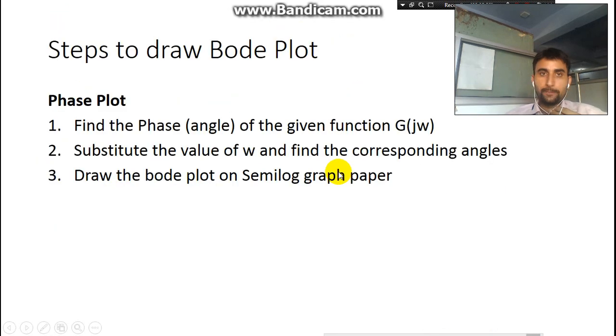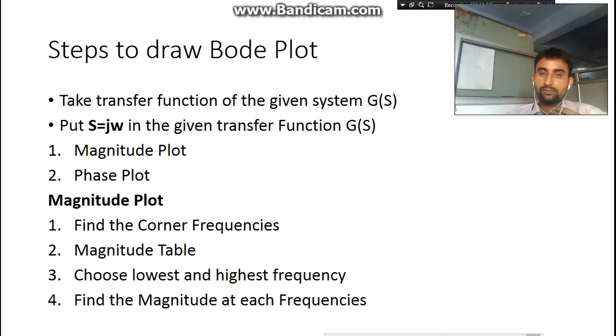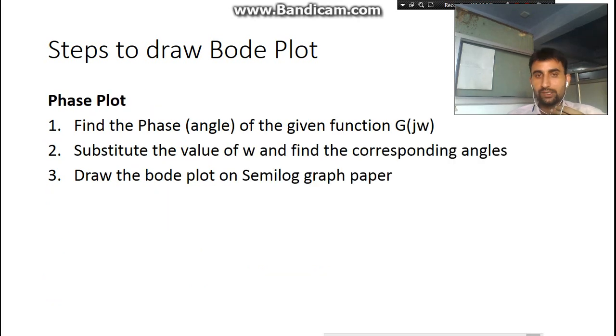So let's go through briefly how to draw the Bode plot. First step, we take the transfer function and put s is equal to j omega in G of s, and then we start with the magnitude plot. The first step to find the magnitude plot is to find the corner frequencies, then make the magnitude table, choose the lowest and highest frequency, then find the magnitude at each frequency.